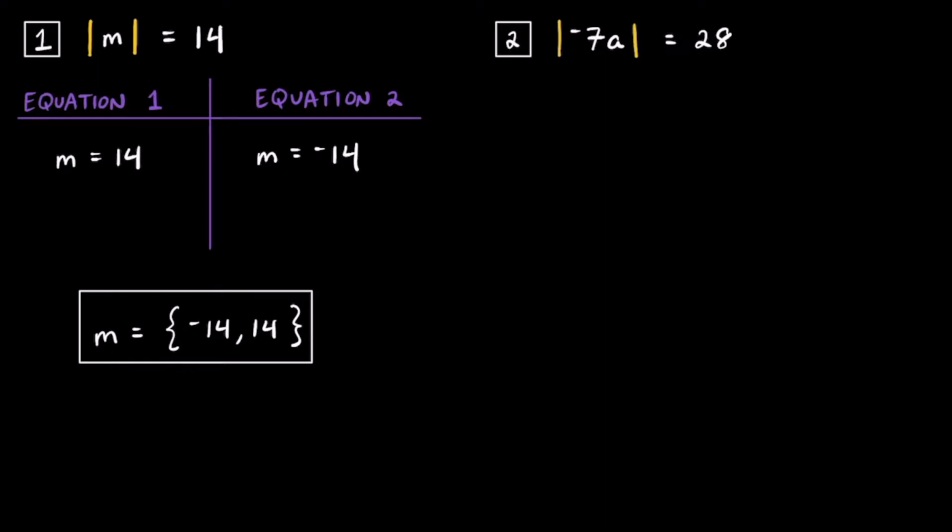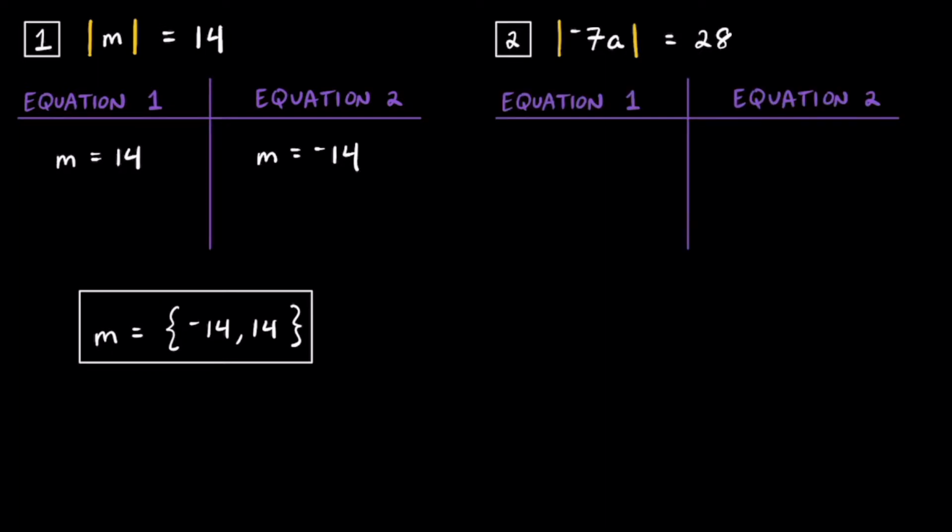Once again, since the absolute value bars are already separated on one side of the equation, we can go ahead and write two separate equations and say that negative 7a is equal to positive 28, and then say that negative 7a is equal to negative 28. For solving equation 1 on the left, let's divide by negative 7 on both sides of the equation, and we're going to get 1a on the left, or just a, is equal to negative 4.